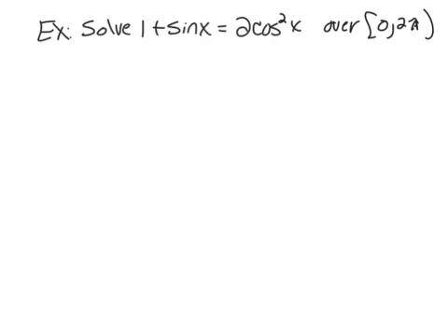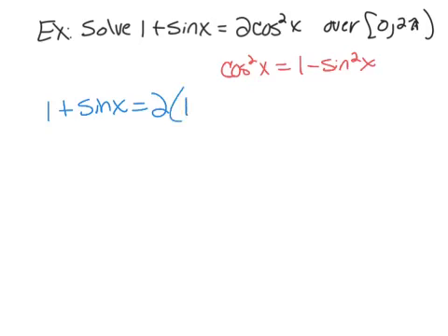I can replace cosine squared using a Pythagorean identity, and that's equal to 1 minus sine squared. So that's what I'm going to do. Now my trig equation looks like this. 1 plus the sine of x is equal to 2, and then instead of cosine squared, I'm putting in 1 minus sine squared of x. We treat this like a second degree equation, and we get all of our terms on one side in standard form, and then take a look and see if we can factor it.